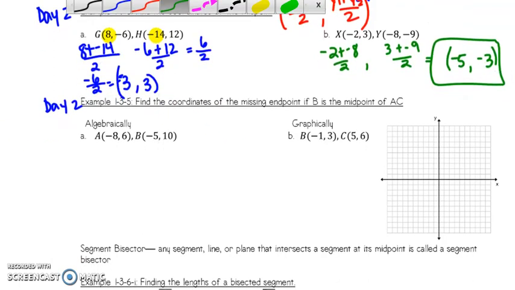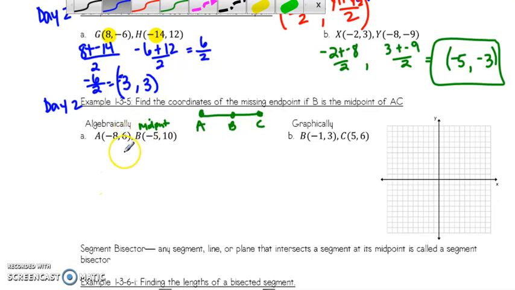Now, what happens when we are trying to find the missing endpoint of B? So C is our missing endpoint if B is the midpoint of AC. I like to kind of draw a little picture, and we have AC and B is the midpoint, so A, B, C. They're giving us the A and they're giving us the midpoint, right here. We want to find the other endpoint. So how do we do that?